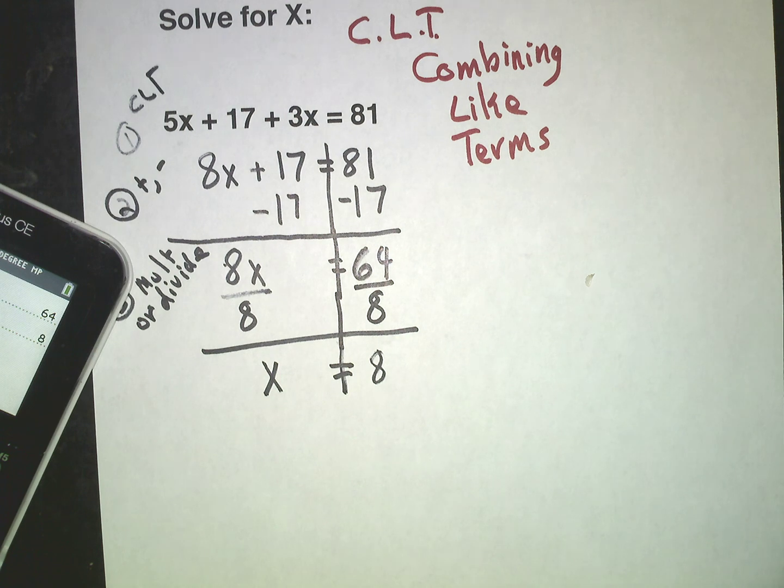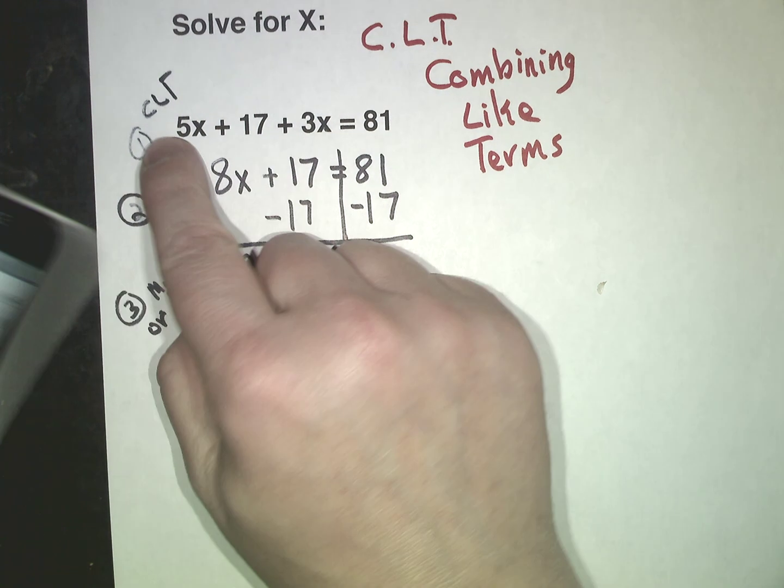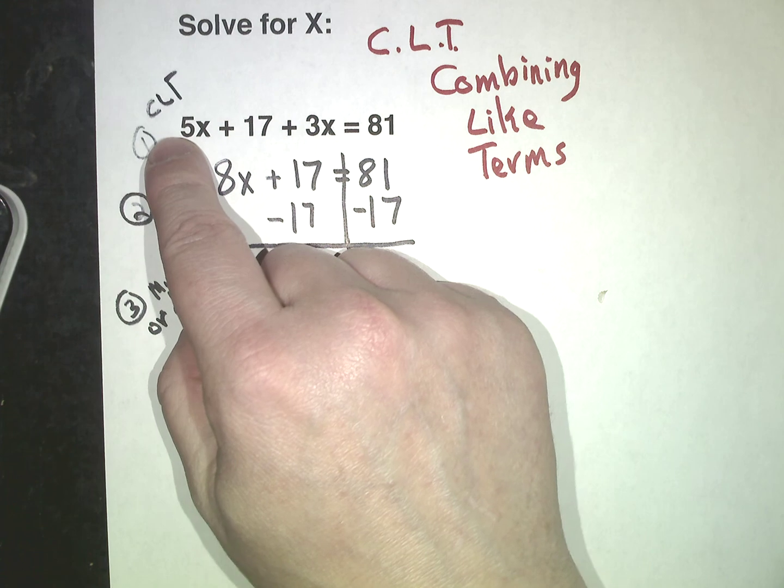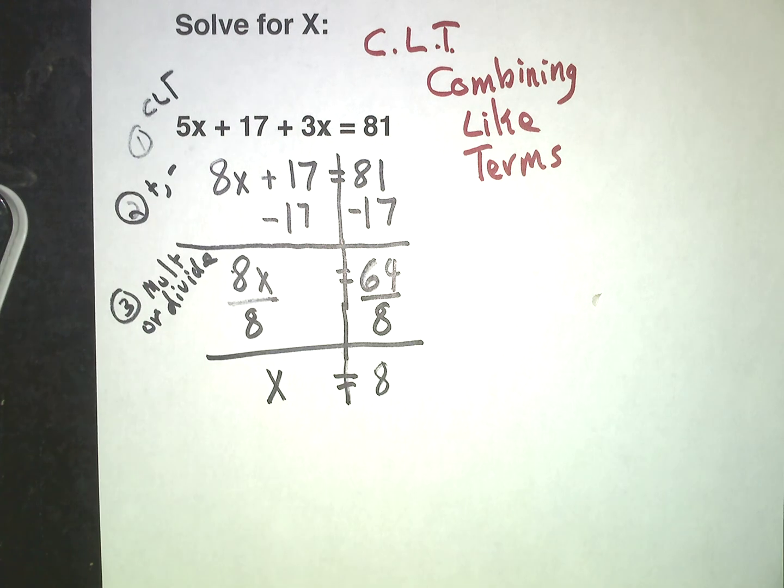Relatively easy. Okay, we just added one step at the beginning: combine like terms. Now we're going to experiment with the next one. We're going to put one step in the distributive property. Okay, I'll be back in a second.